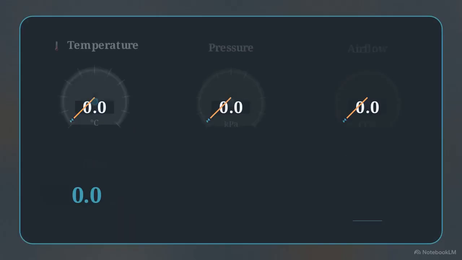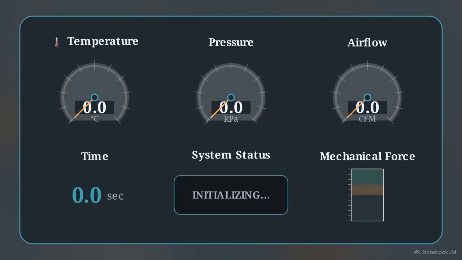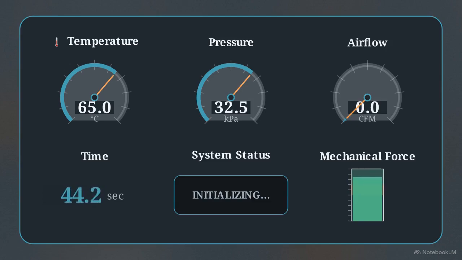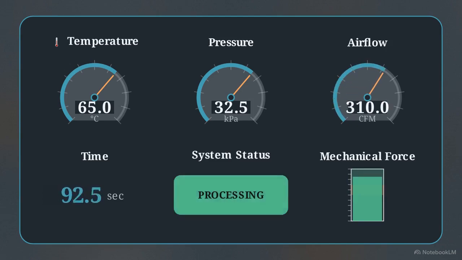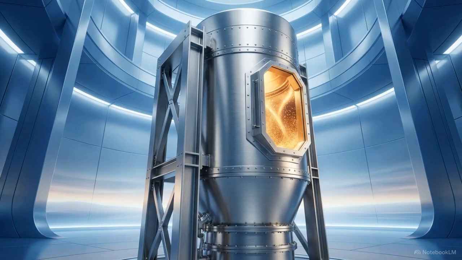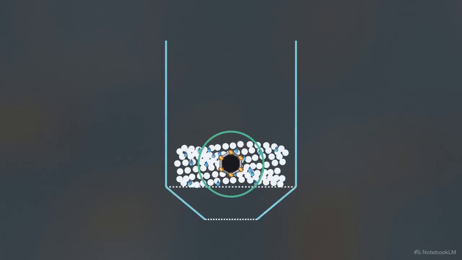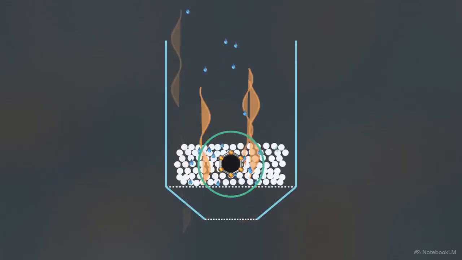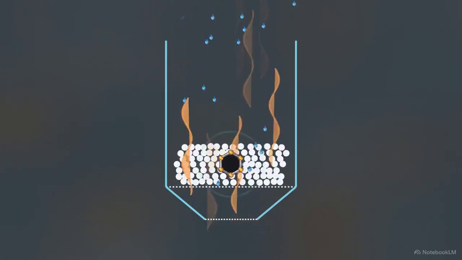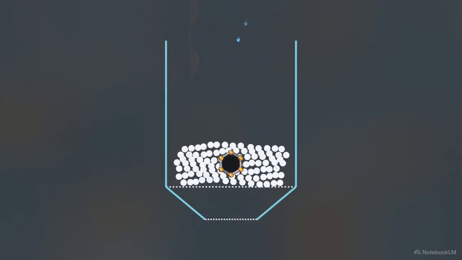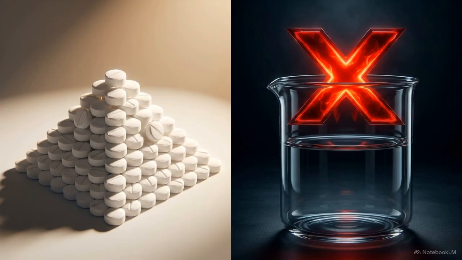To achieve this, operators monitor mechanical control parameters, specifically temperature, pressure, time, mechanical force, and airflow. Consider the process of drying wet granules inside a fluid bed dryer. While the hot air strips physical moisture from the batch, the active drug's chemical identity remains exactly the same as when it went in.